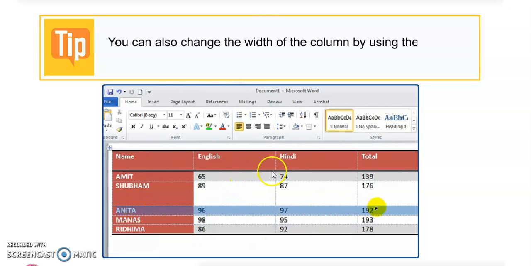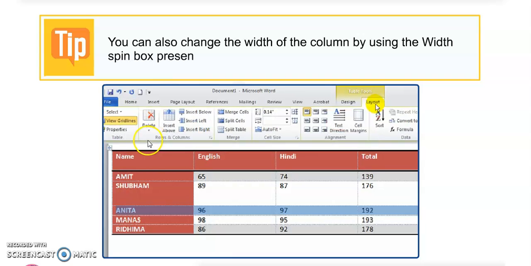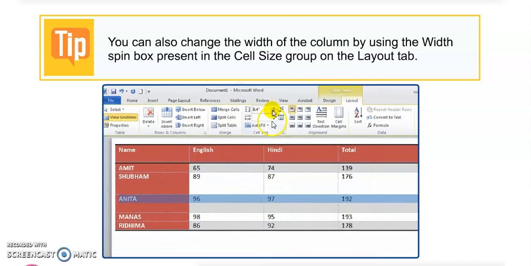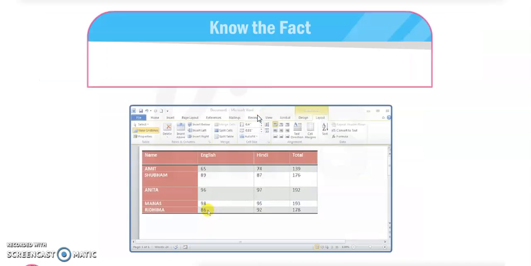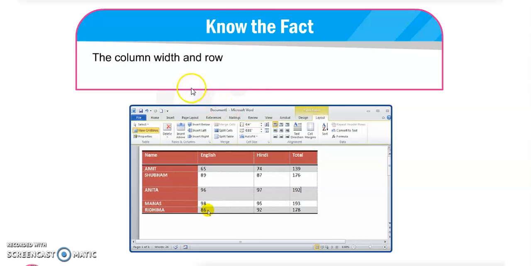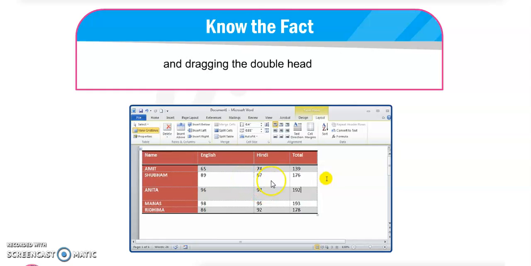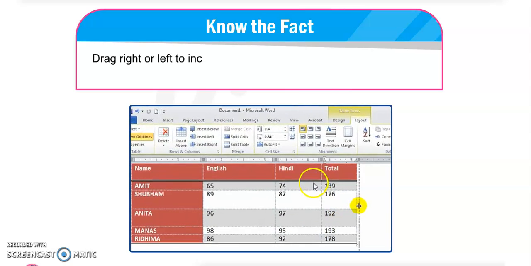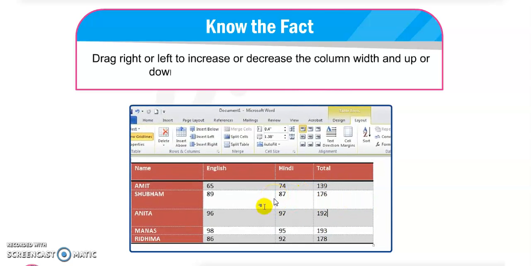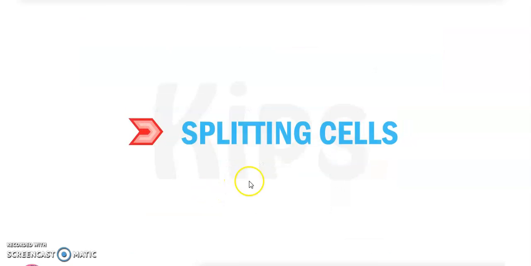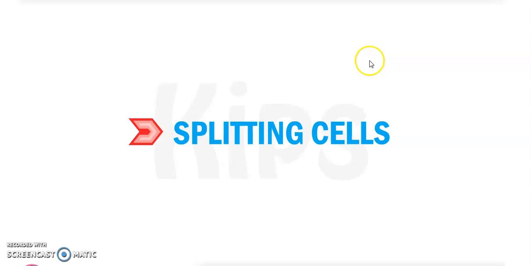Now you can also change the width of the column another way, using the Width spin box present in the Cell Size group on the Layout tab. This is the Layout tab, Cell Size group. Now there is one more fact: the column width and row height can be quickly changed by placing the mouse pointer on the column border or row border. Dragging the double-headed arrow, you can drag right or left to increase or decrease the column width, and up and down to increase or decrease the row height. This is also another easy way.